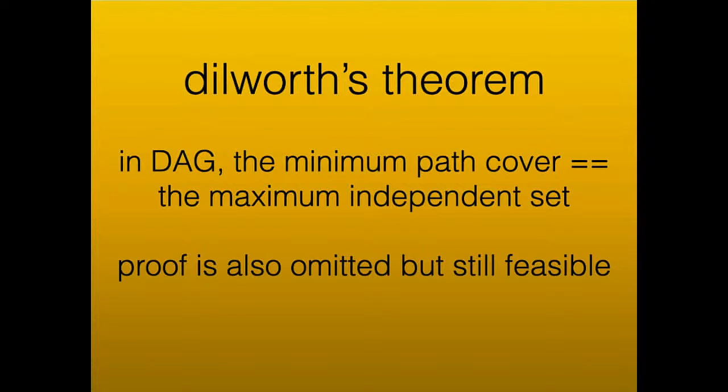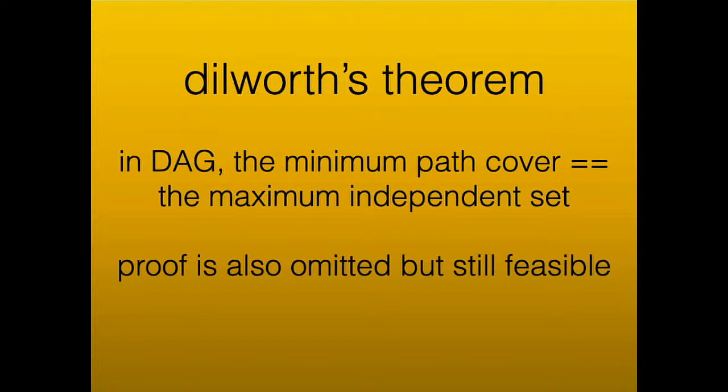Yeah, so again, sorry, yeah? If you have a path of 4 nodes, then the maximum independent set is like 2 nodes, and the path cover is just 1. I think you need the graph to be transitive. Yeah, sorry, good point.